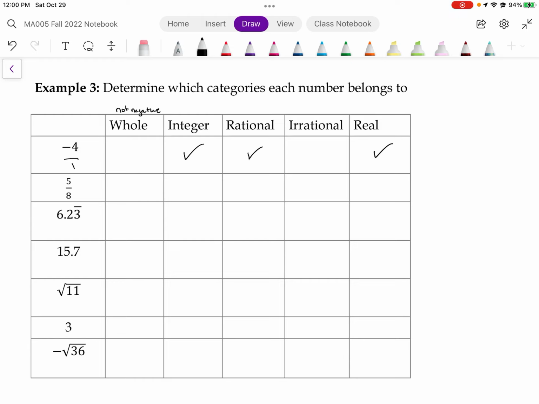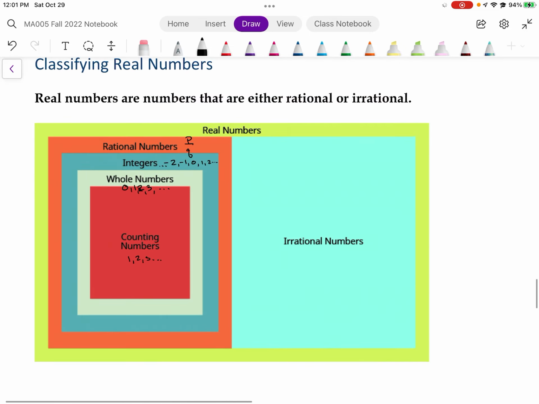Okay, so 5/8 is not an integer or whole number, but it is rational because it is the ratio of P over Q, and it is real. 6.23 repeating is not whole or an integer, but it is rational, and it is real. 15.7, again, not whole or an integer, but it is rational, and it is real. So all rational numbers are real. All irrational numbers are real. So what do you think? We're going to have a check mark in every real number? Yeah, everyone's going to be real. All right, square root of 11 is not a perfect square, so this one is irrational, and it is real, because remember the irrational numbers are also real numbers.